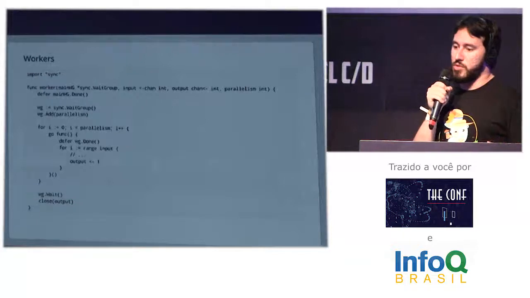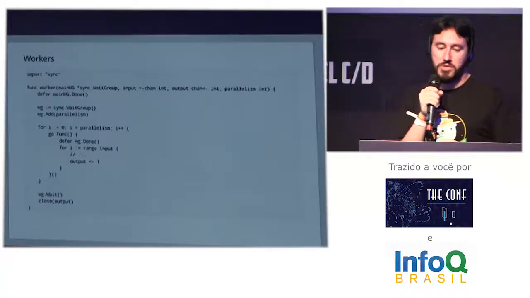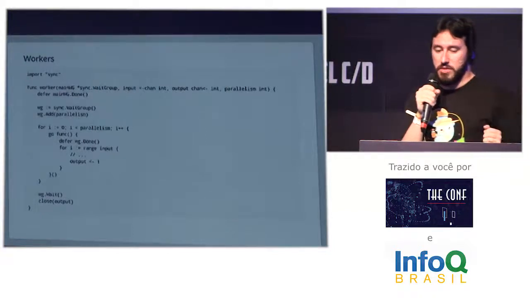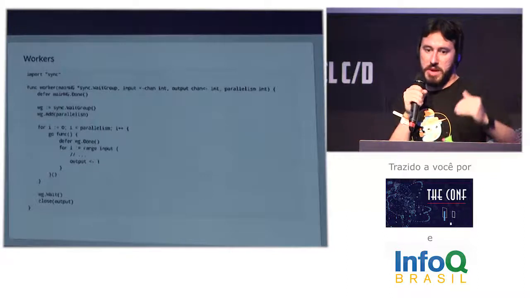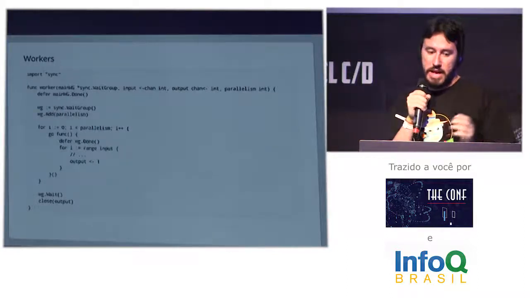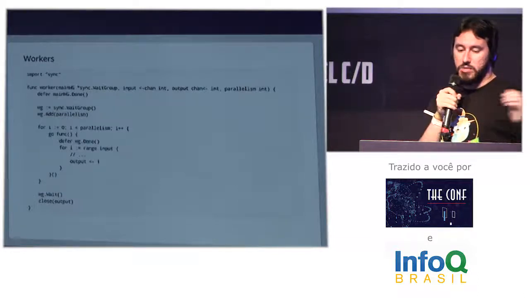From the point of view of your worker, you're just receiving some data from outside to tell it how much parallelism it should have. Well, the first thing we do, again, like the previous example, is just defer the Done operation. So I'm telling the semaphore from the outside of the program that I'm going to decrement something when I end this function, this worker, and then I create another wait group.